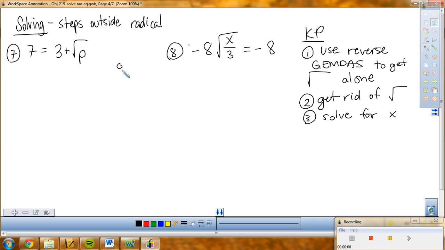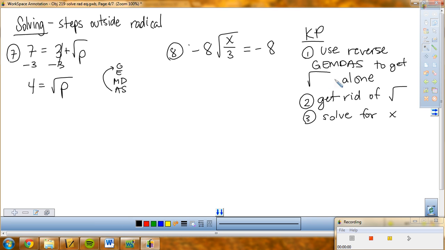So if I have GEMDAS, grouping, exponents, multiplication and division, and addition and subtraction, I want to use reverse GEMDAS, so I'm going to start at the bottom. Do I have any addition or subtraction? Yes, I'm adding 3. How can I get rid of that addition? By using the inverse operation of subtraction. 7 minus 3 is going to be 4. Then I have my square root of p.